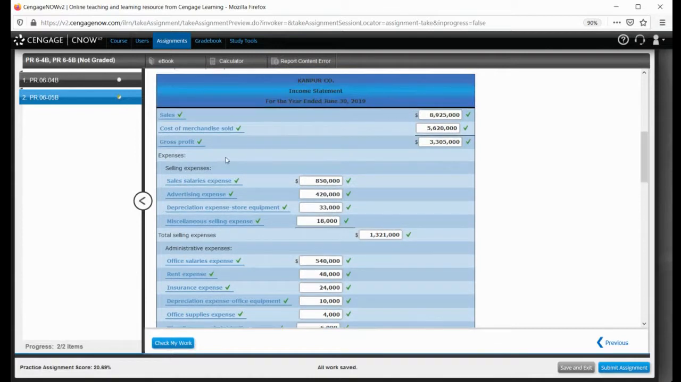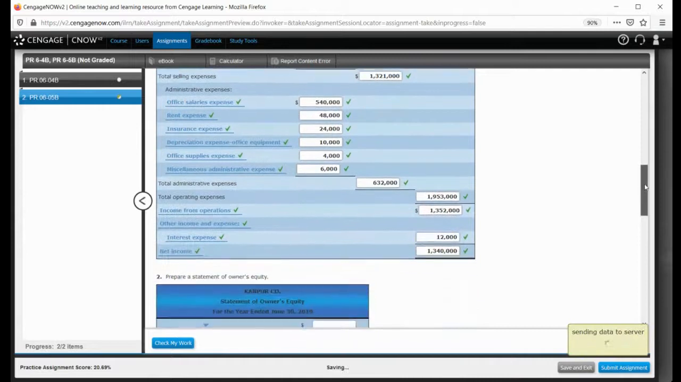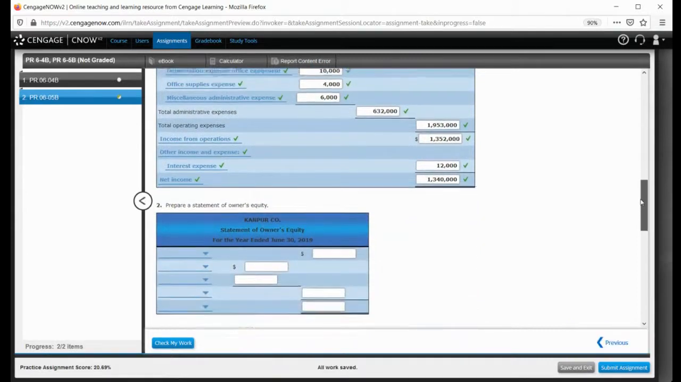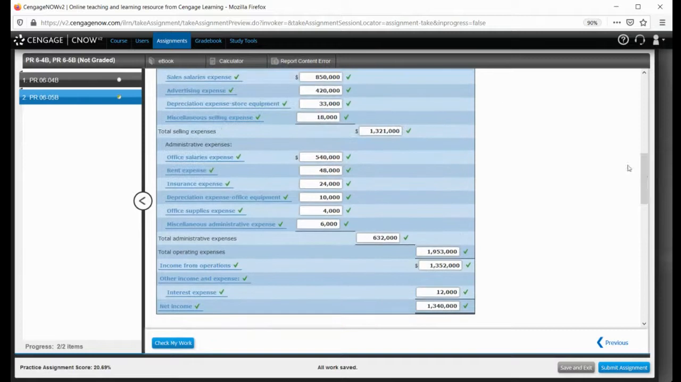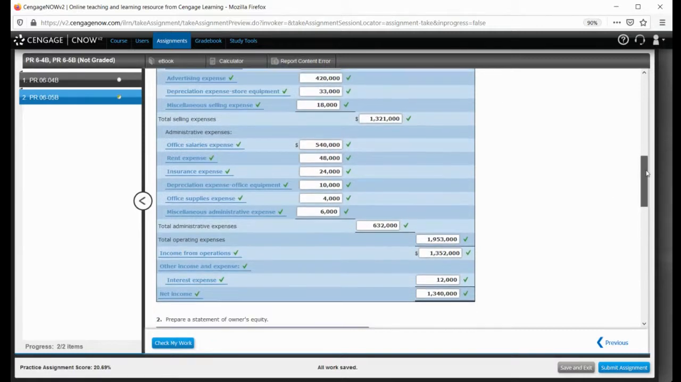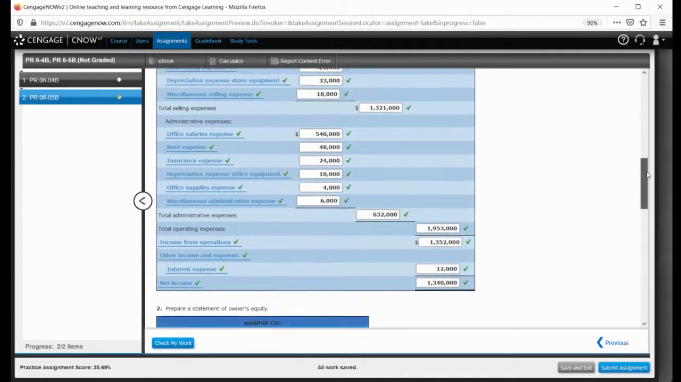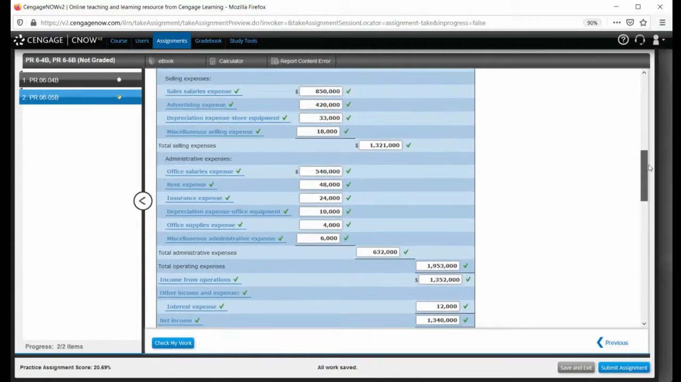Multi-step, as you can see, there are a lot more steps than what you're used to doing for a service type of business. In a retail business, we always do the multi-step form of the income statement. Are there any questions about this multi-step income statement?